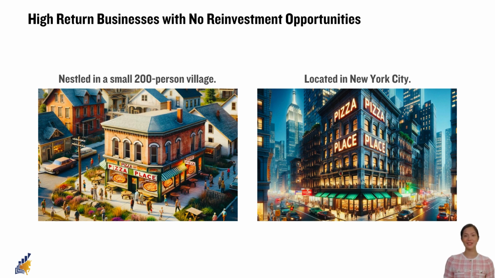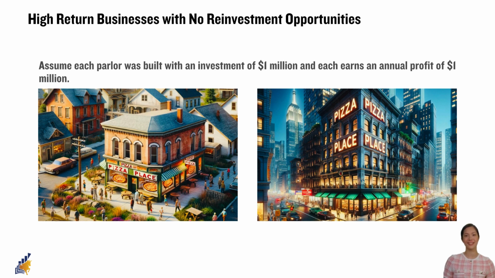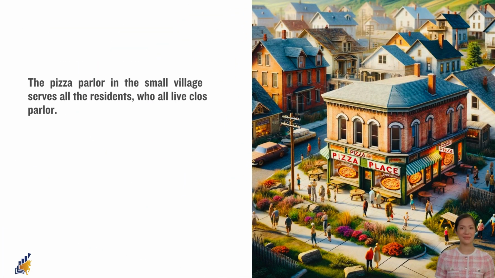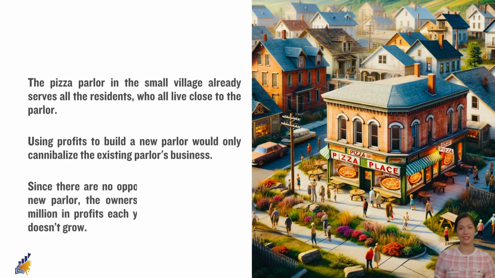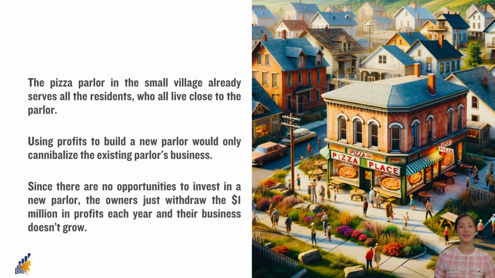One parlor is nestled in a small village with only 200 residents, while the other is located in the heart of New York City. Assume each parlor was built with an investment of $1 million and each earns an annual profit of $1 million. The pizza parlor in the small village already serves all the residents, who all live close to the parlor. Using profits to build a new parlor would only cannibalize the existing parlor's business. Since there are no opportunities to invest in a new parlor, the owners just withdraw the $1 million in profits each year, and their business doesn't grow.